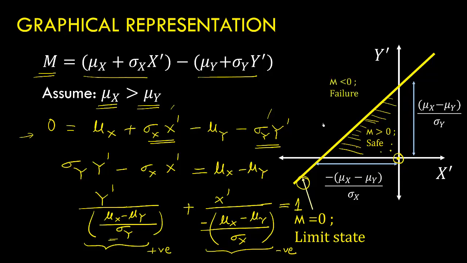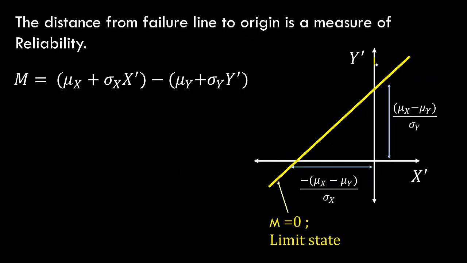Now similarly, if you consider any point this side of line, that is basically m is less than 0, and that corresponds to failure state. So this graph shows how we can plot limit state in terms of reduced variable x dash and y dash. But now the question is how we calculate reliability in terms of the reduced variable. So the distance from the failure line, that is the limit state line, to the origin is a measure of reliability. So this is what we have in second moment method.